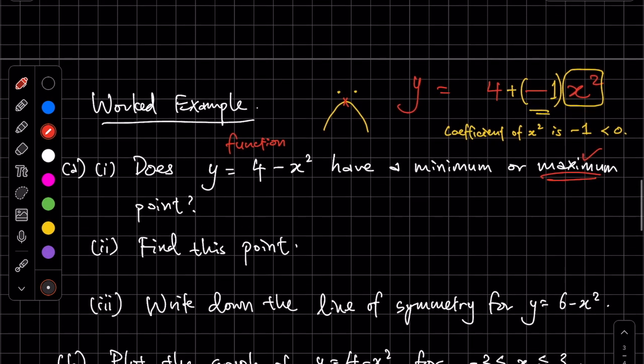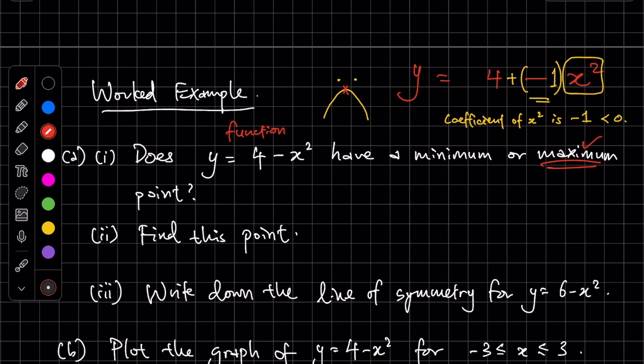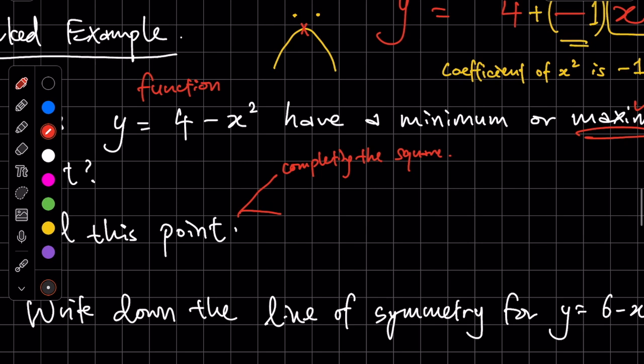Now find this point. How do we find this point? There are two methods. I prefer completing the square, but now I'm going to show you a different way. Completing the square always works, it's just that sometimes it takes a while, because you need to go through the algebra and the workings. So the other way is just to factorize and find roots or solutions.